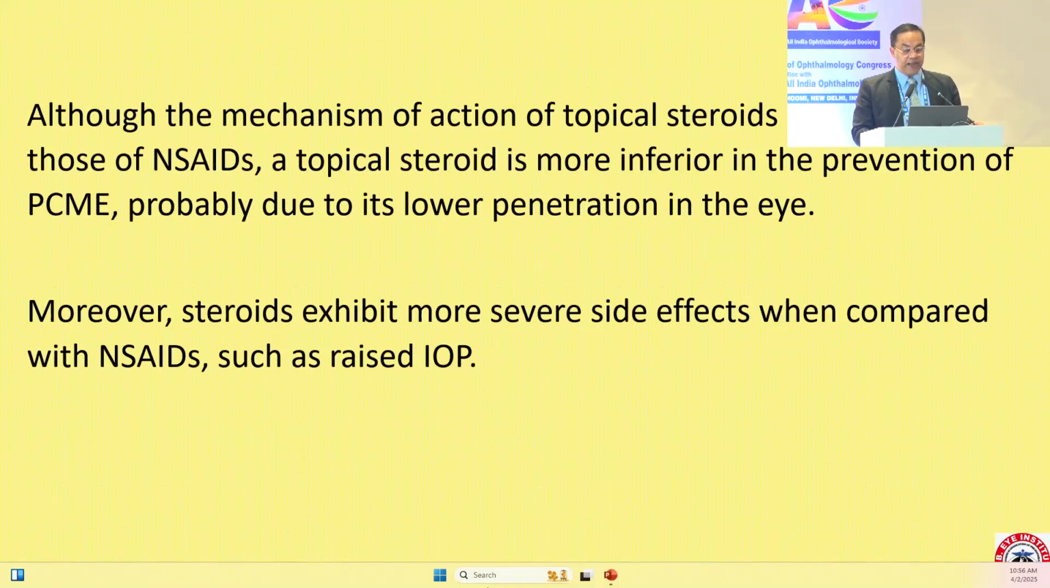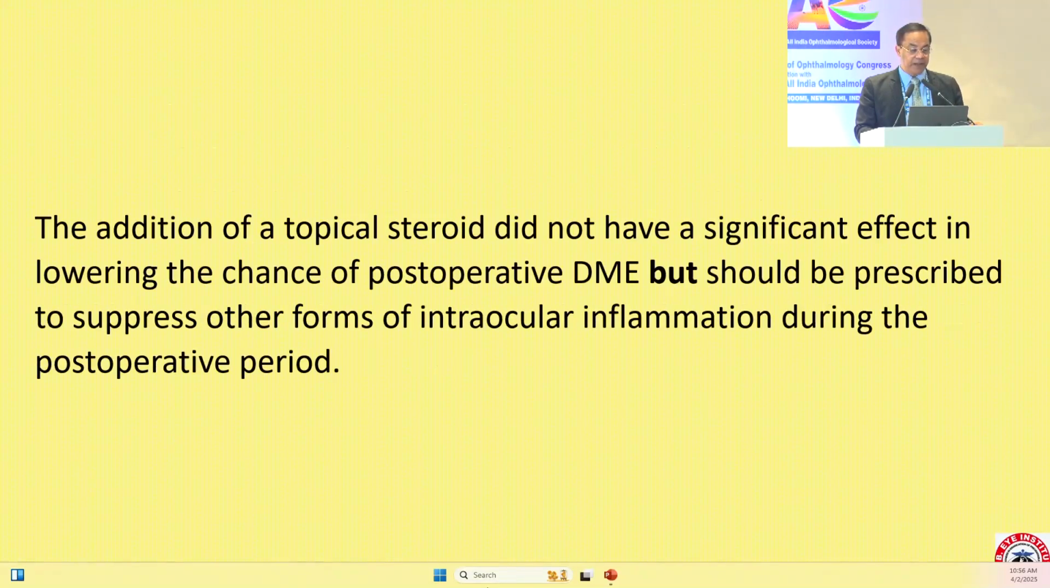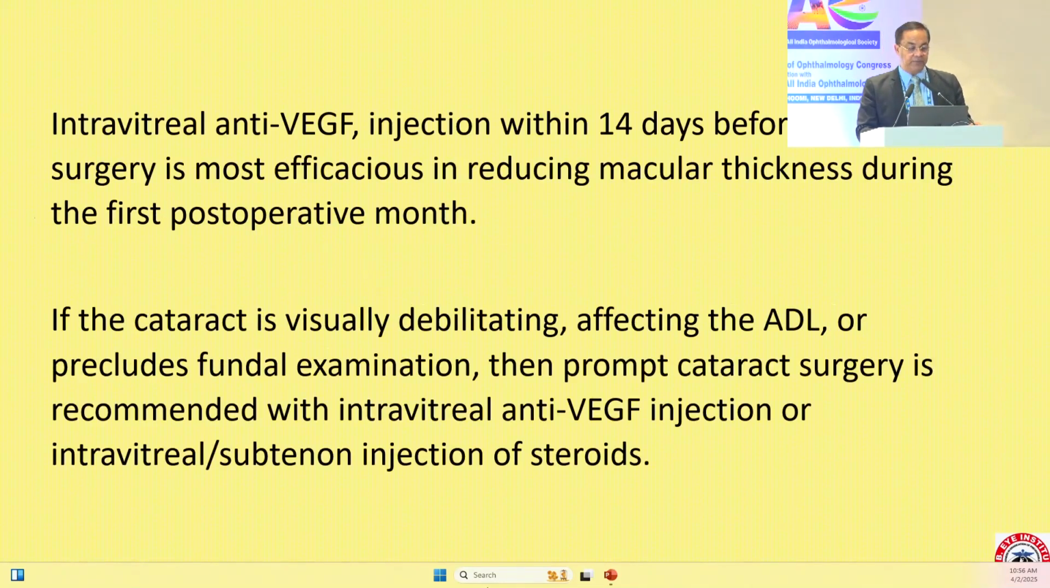Although the mechanism of action of topical steroids is similar to that of NSAIDs, a topical steroid is inferior in prevention of pseudophakic CME, probably due to its lower penetration in the eye, and there are more side effects like increased intraocular pressure. The addition of a topical steroid did not have a significant effect on lowering the chance of postoperative DME, but should be prescribed to suppress other forms of intraocular inflammation.